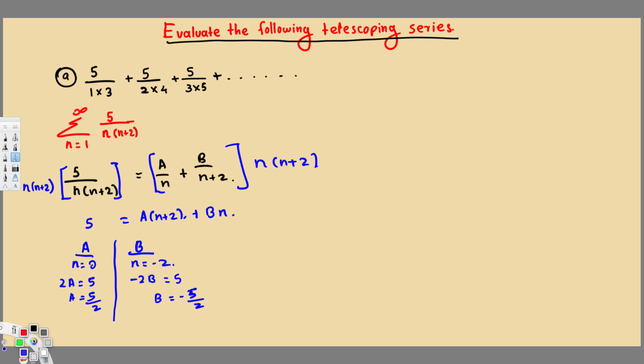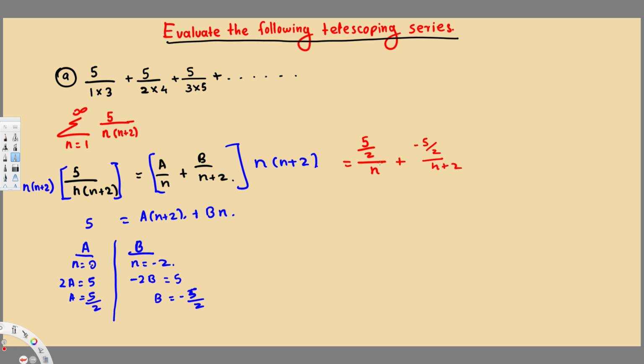Now we can go ahead and rewrite this same function in a different format. Let's write this right here. This is the same as: the a value is 5 over 2, so 5 over 2 over n, plus the b value, negative 5 over 2, over n plus 2. So that is the same as this one.